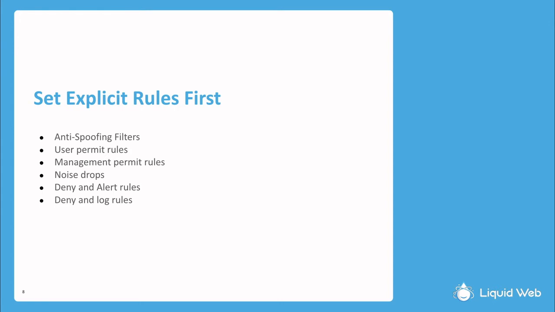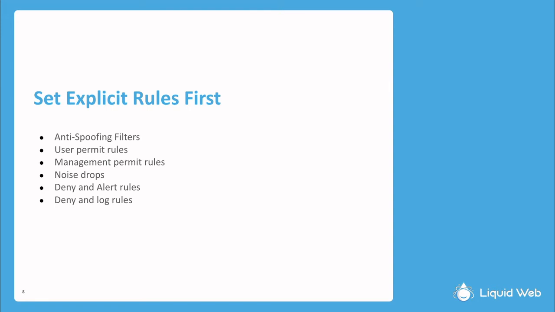or deny, like anti-spoofing filters, denying local-looking addresses from external sources. The rules that your users are going to need to be permitted to use the firewall correctly, like allowing HTTP traffic to your web server. Management permit rules: if you're going to be managing your firewall from off-site, you'll need to allow for that kind of traffic. Noise drops like ICMP responses or SYN responses, you will want to drop that traffic so that your firewall can be more efficient.